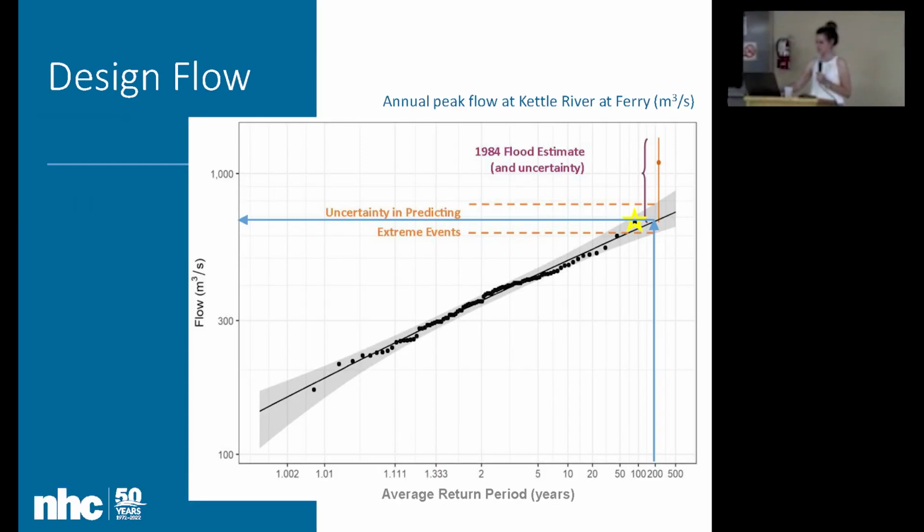There we go. So we completed a frequency analysis on all the historic floods to determine the return periods of the flood events. This plot shows the frequency analysis results from the Kettle River at Ferry gauge. We see return periods in years on the x-axis, which is across the bottom, and we see the flows on the y-axis. The gray band behind the data denotes the uncertainty of the data. So this is the possible range in flows that can occur for any given return period.